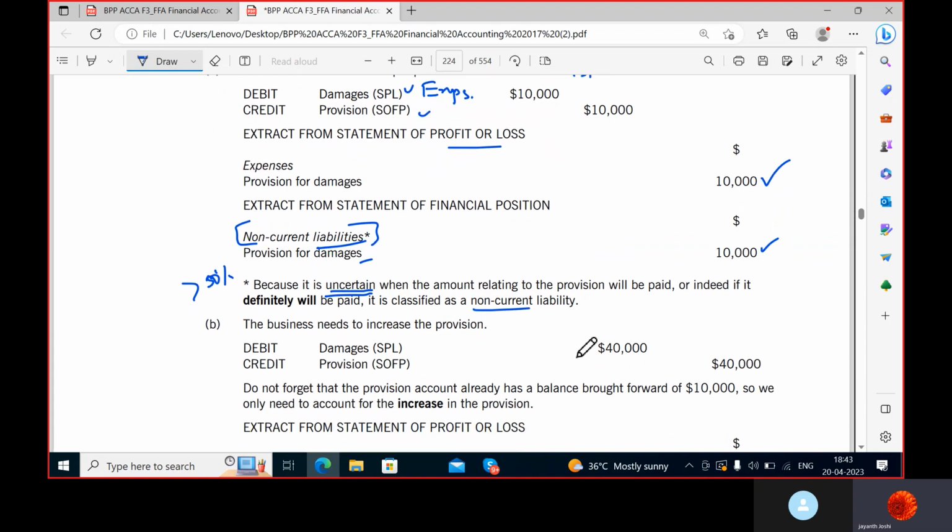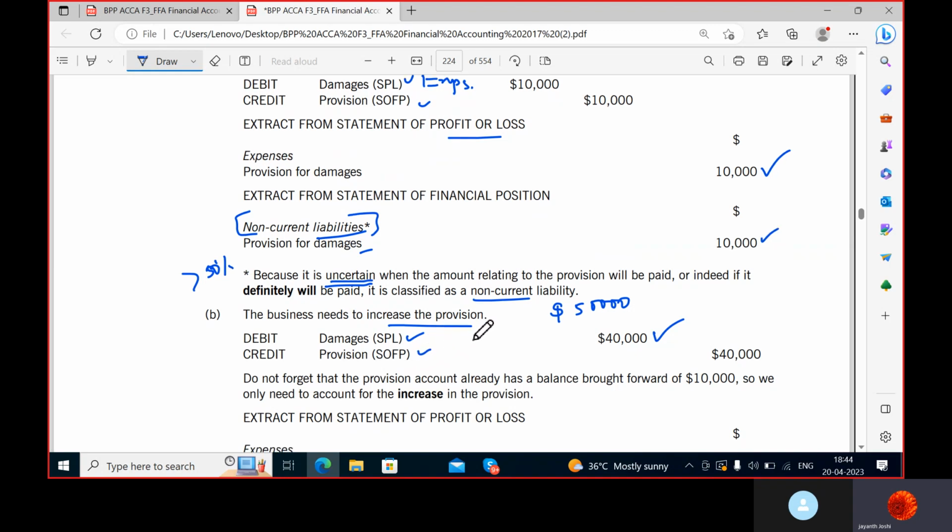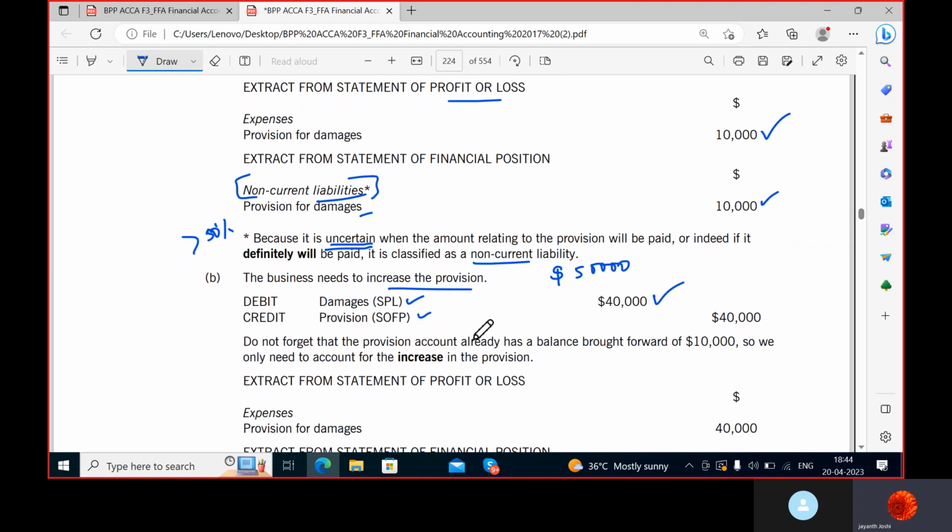Now in the second year, in the subsequent year, the provision needs to be increased. Why? Because actually we have seen the provision is 50,000. So it is increasing by how much? It is increasing by 40,000. So again the same kind of entry will pass for the next year, 2018. What will be the entry?